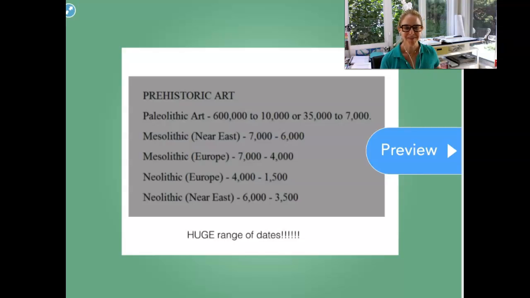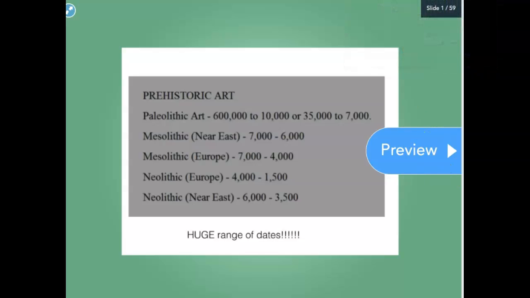Let's get started. So what I wanted you to look at here is this huge range of dates that we have when we talk about prehistoric art. Prehistoric, of course, means prehistory, before history is recorded. And so we're doing a lot of guessing, and that's why you see this huge range of dates, right? 600,000 to 10,000, or 35,000 to 7,000. So we're going to be talking about Paleolithic, Mesolithic, and Neolithic. And Neo means new art.